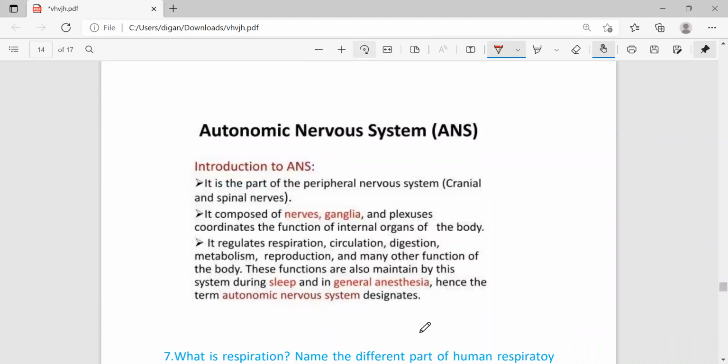It is part of the peripheral nervous system. It is composed of nerves, ganglia, and plexuses and coordinates the function of internal organs of the body. It regulates respiration, circulation, digestion, metabolism, reproduction, and many other functions of the body. Means it regulates the functions which are done automatically. That's why it is known as the autonomic nervous system. These functions are also maintained by the system during sleep and general anesthesia. Hence, the term autonomic nervous system is given. So this question may come, why is the autonomic nervous system called like that? Then you have to write this last point.